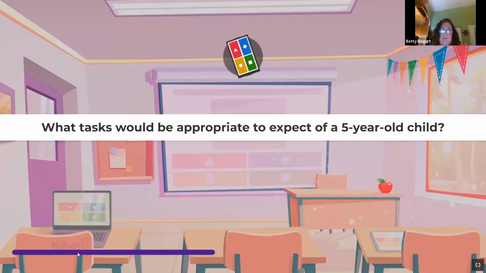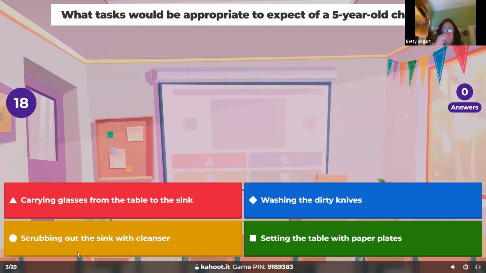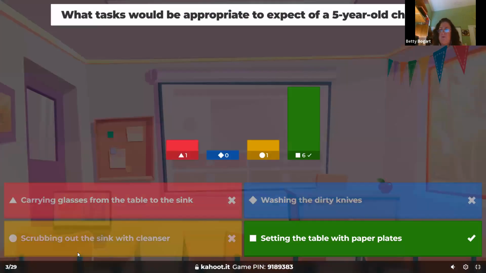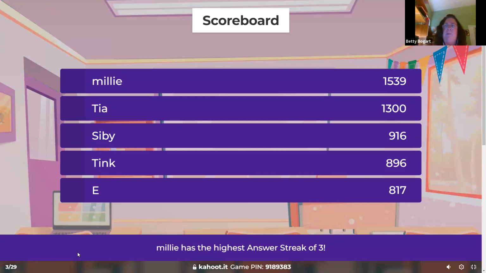What task would be appropriate to expect of a 5-year-old child? You know, we know they need to do chores. They can set the table. They could clear the table. My little Christian has been taking the laundry out of the dryer, putting it in a basket and pushing it to where I fold it since he was 2, I think. So a 5-year-old can set the table with paper plates. You still don't want the glass because they can drop it and hurt themselves.